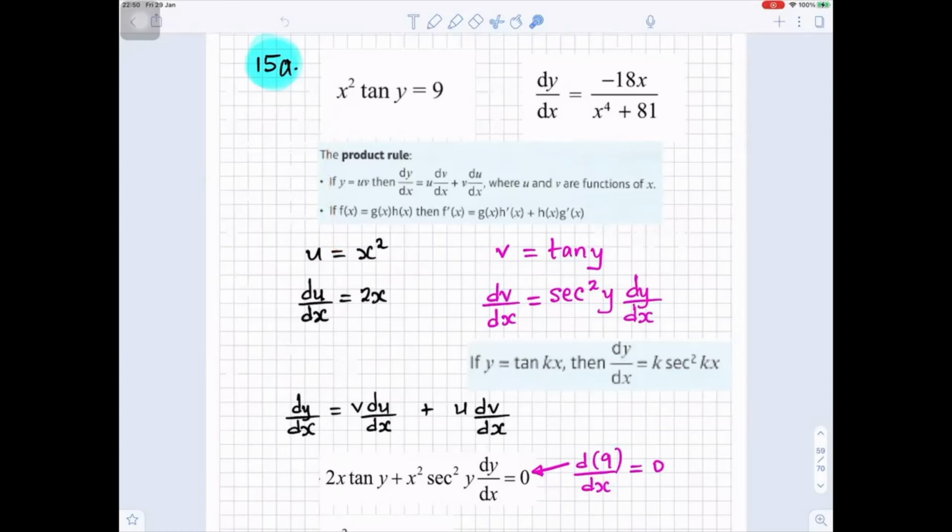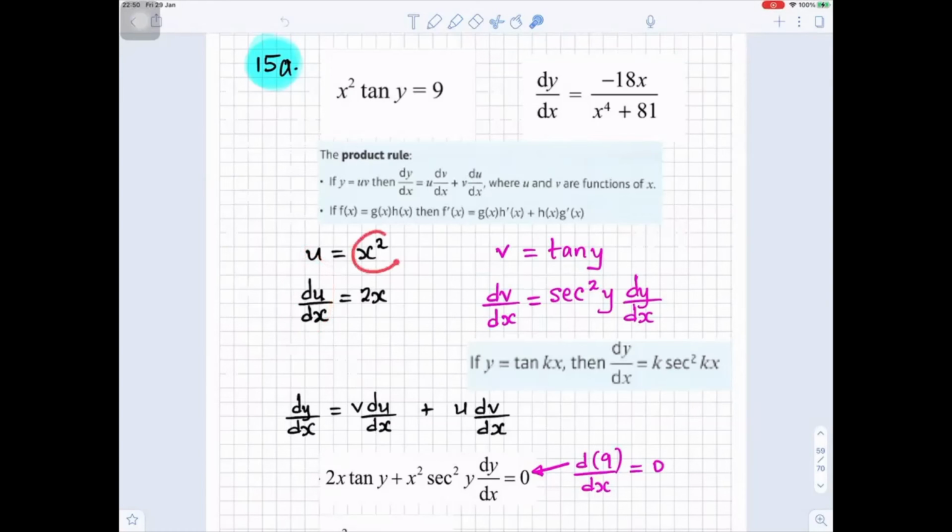So we would say u to be x squared and v to be tan y. Identify u to be x squared and v to be tan y, because it's like x squared times tan y. So we'll call product rule, x squared times tan y. Now we want to find du over dx.